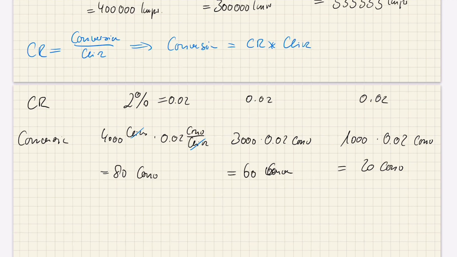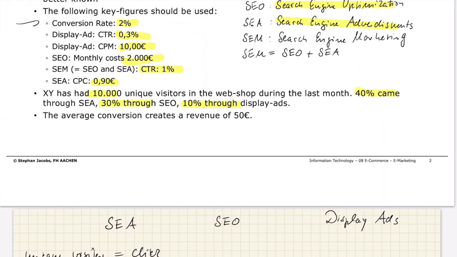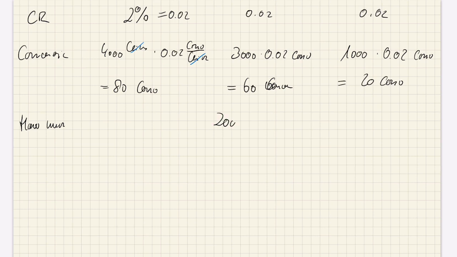Now let's have a look at the payment. So how much do you have to pay? And then it's a little bit tricky because you have different payment methods. When it comes to SEO, we have these 2,000 euro per month. So what we can say directly, we have 2,000 euro per month. It doesn't matter how many impressions or clicks are generated.